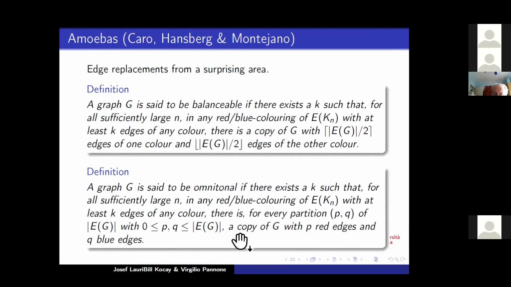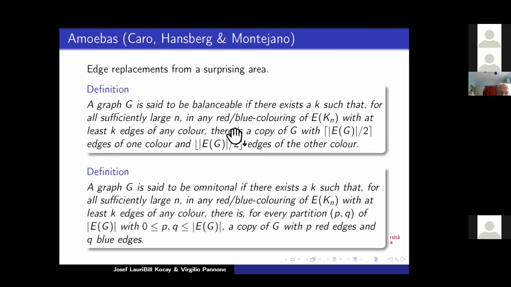a copy of G with all its edges red, and a copy of G with all its edges red except one blue, and a copy of G with all its edges red except two blue, and so on, up to a copy of G with all its edges blue. In that case, we say that G is omnitonal.